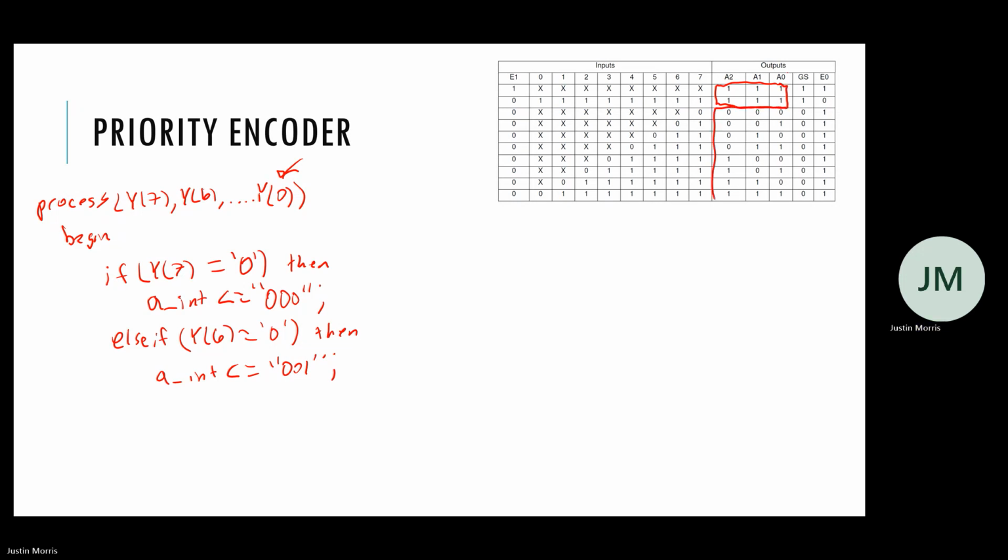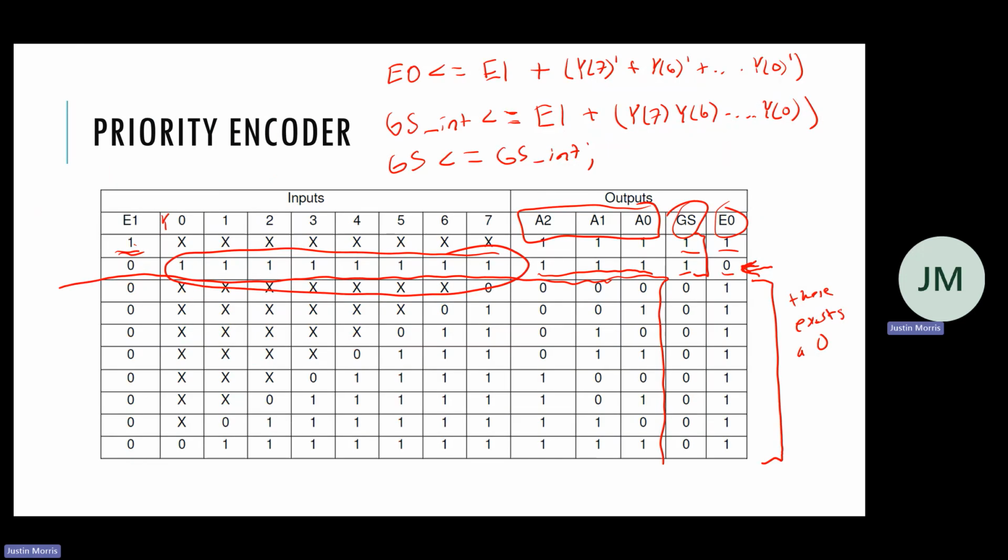Like this. That's why I was confused. Are GS and E not handled in the process block? No, we did them as data flow. They're handled like this.